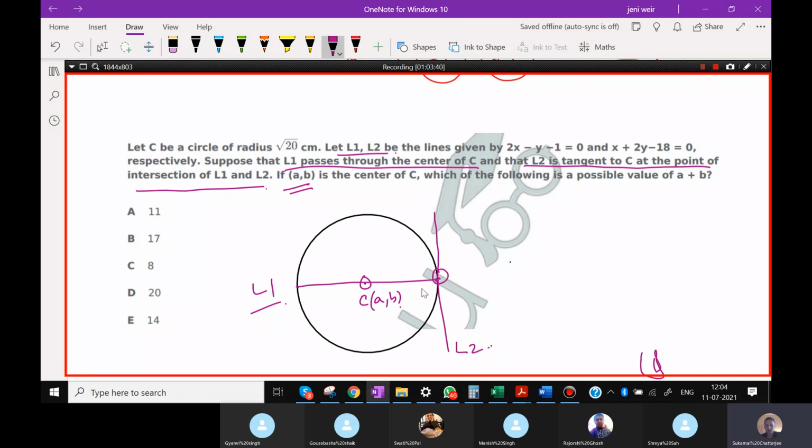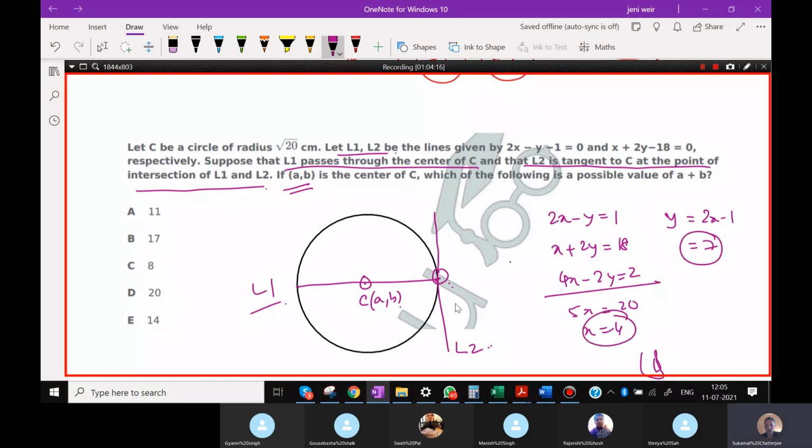Now I have to find out the coordinates of a and b. So first I have to find out the coordinates here, which would be the point of intersection of these two. So 2x minus y is 1 and x plus 2y is 18. That means if I multiply the first one with 2, I will get 4x minus 2y equals 2. Add them up, I get 5x equals 20. So x is equal to 4. If x is equal to 4, then from the first equation, y becomes 2x minus 1, which is equal to 7. So y is 7, x is 4. So these are my coordinates of the point of intersection.